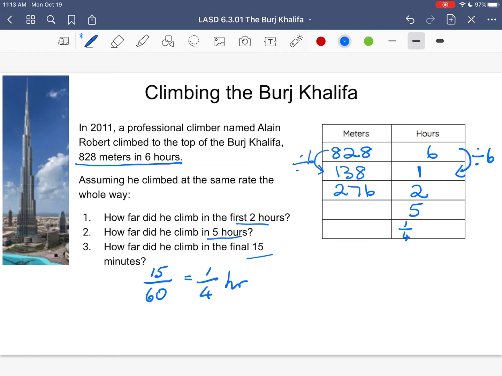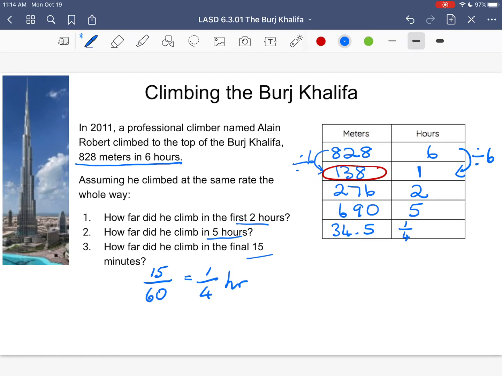To find how far he climbed in 5 hours, I can multiply 138 by 5, and I get 690. And to find out how far he can climb in 1/4 of an hour, I multiply 138, which is my unit rate, my meters for 1 hour, by a quarter, and I get 34.5 meters in a quarter of an hour.